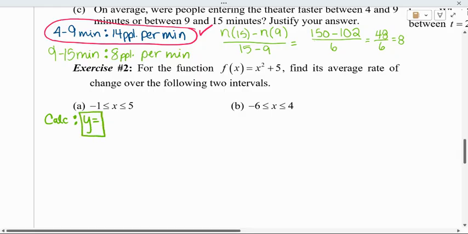So everyone pick up your calculator. Y equals and press clear. Hit the clear button. And then we're going to input the equation x squared. So that's x caret 2. And then you have to arrow plus 5. And then how do you get your table? You're going to press the second button and the graph button.